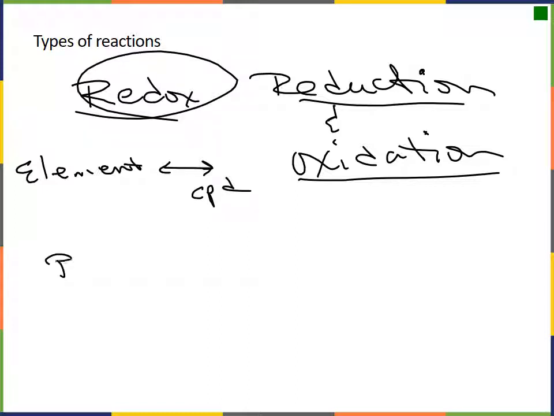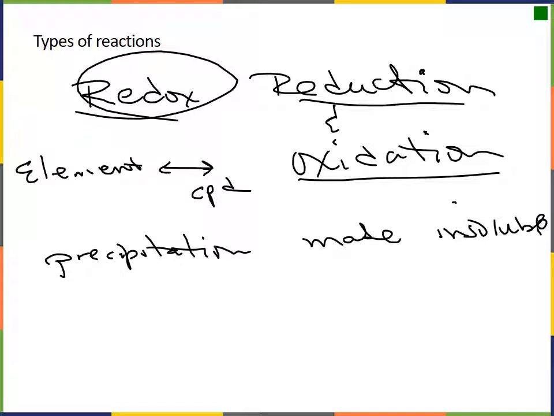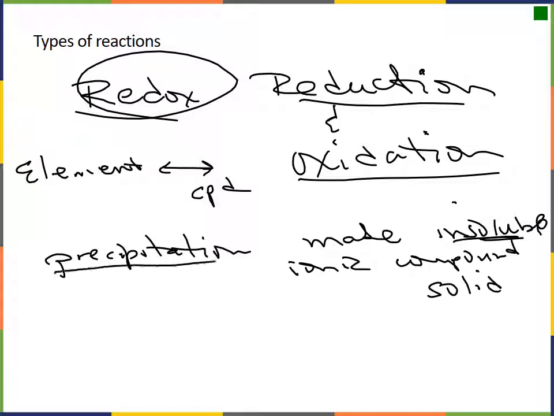The second kind you need to know is precipitation. A precipitation reaction is when we make an insoluble ionic compound. So we're going to make an insoluble, and that means solid, ionic compound. So we're going to bring a couple things together to make an insoluble ionic compound, and that will be our precipitate, which we're going to shorthand as PPT, and those are precipitation reactions. The last kind of reaction we're going to do are acids and bases, the simplest of which is an acid-base neutralization, but we'll look at those in more depth in a different set of PowerPoints.